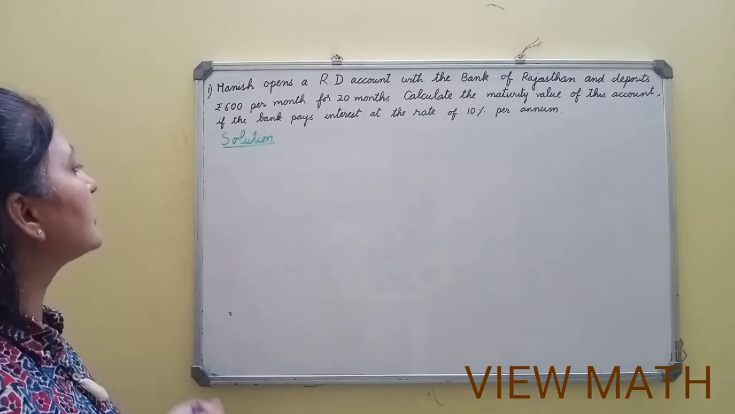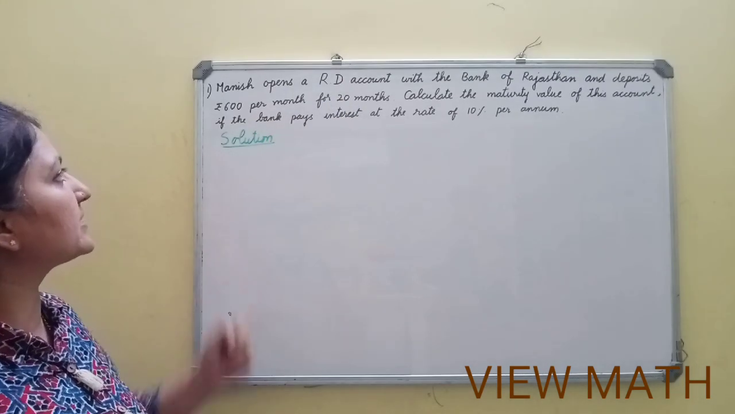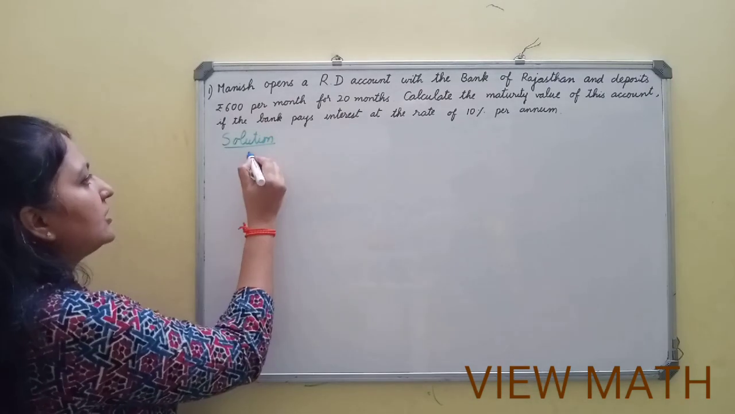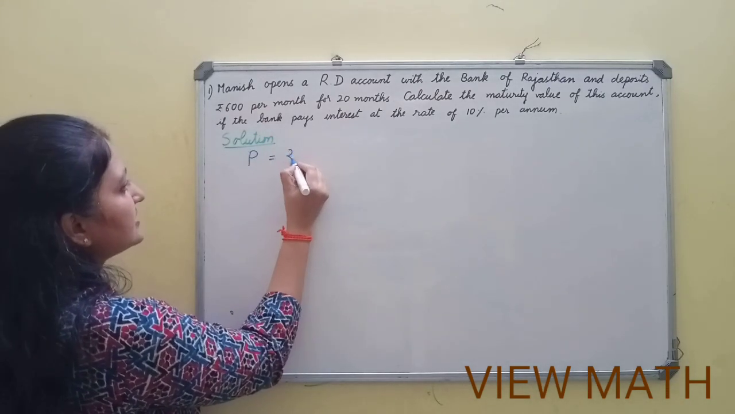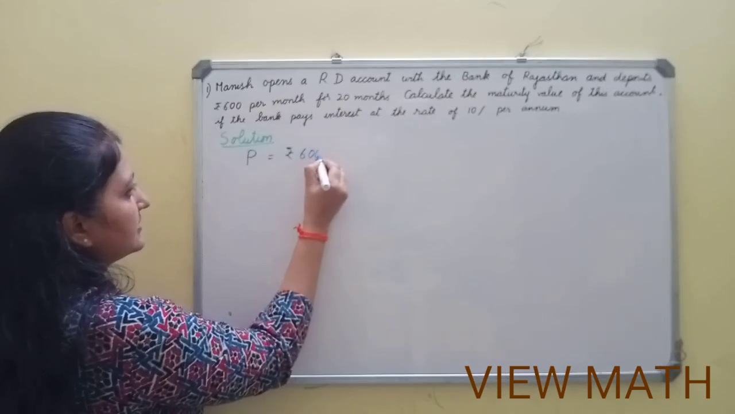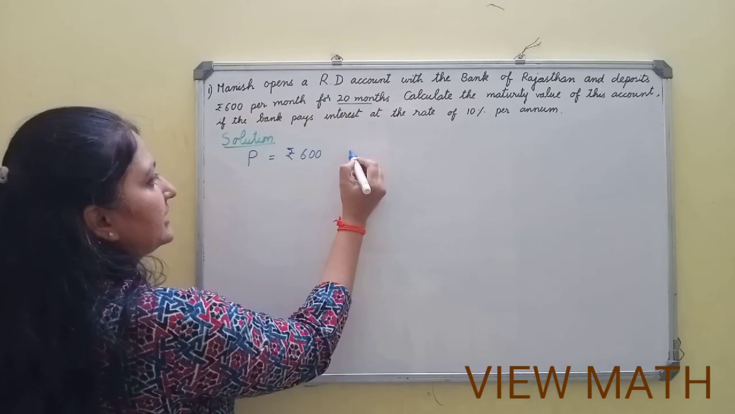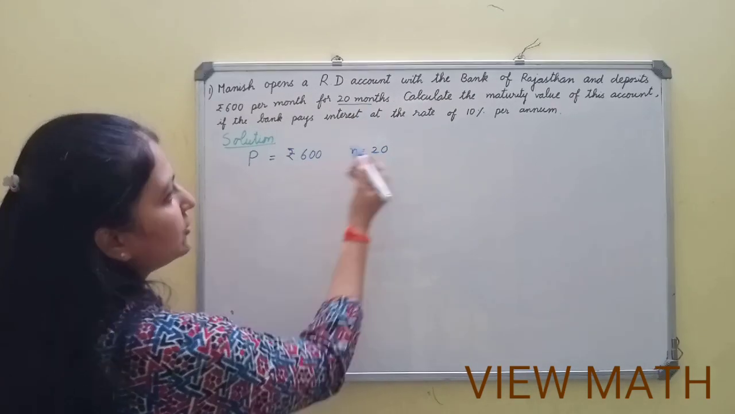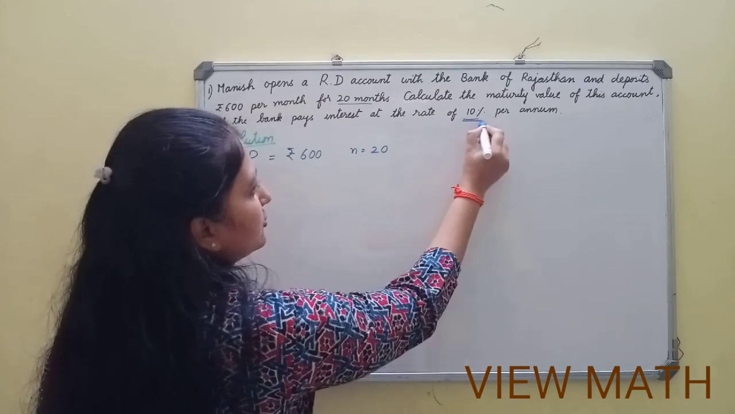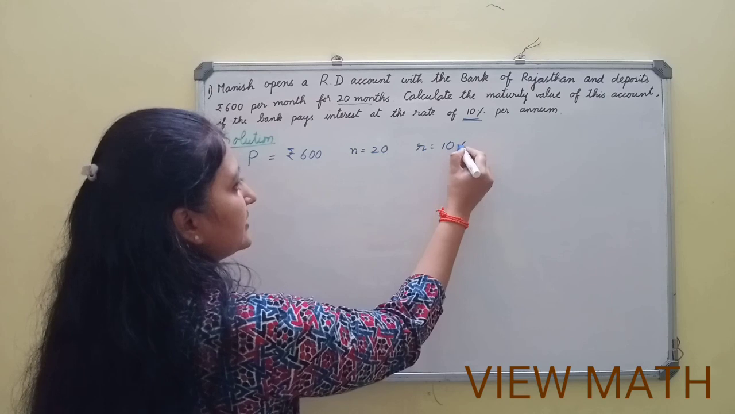What is given in the question? Manish opens a RD account with the Bank of Rajasthan and deposits rupees 600 per month. So the sum deposited every month is rupees 600. Next, for how many months? 20 months. So N is equal to 20. And what is the rate of interest given? Rate of interest is 10%. So R is equal to 10%.